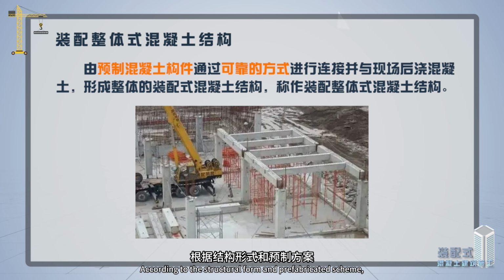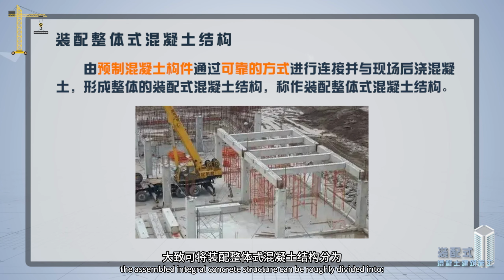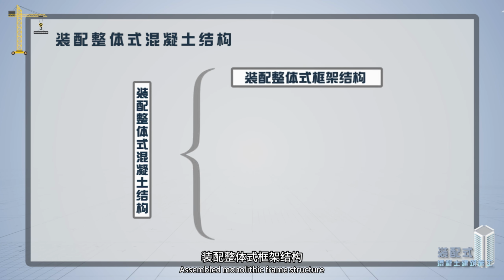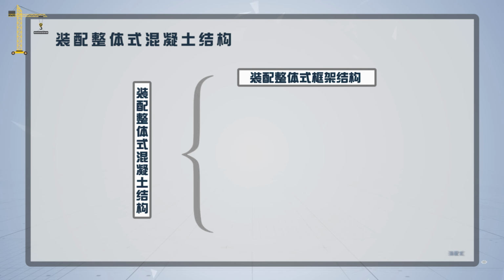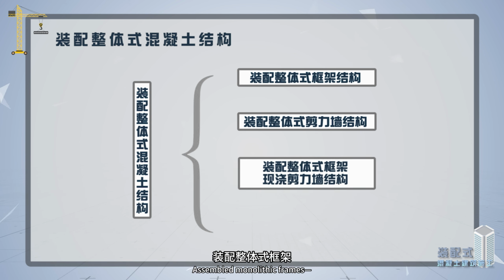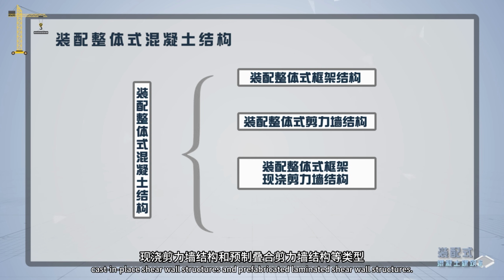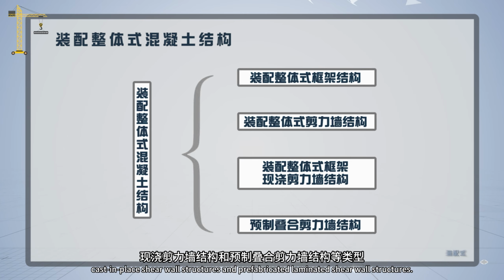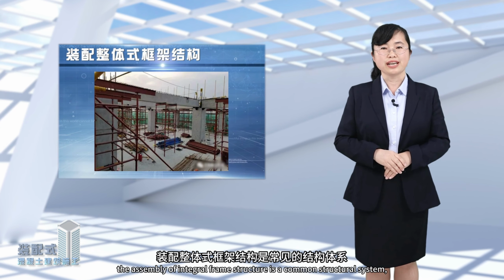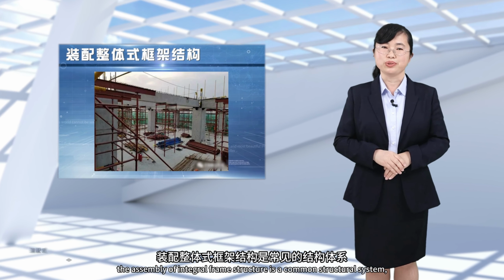According to the structural form and prefabricated scheme, the assembled integral concrete structure can be roughly divided into assembled monolithic frame structure, assembled monolithic shear wall structure, assembled monolithic frame cast-in-place shear wall structure, and prefabricated laminated shear wall structure. Among them, the assembled integral frame structure is a common structural system.